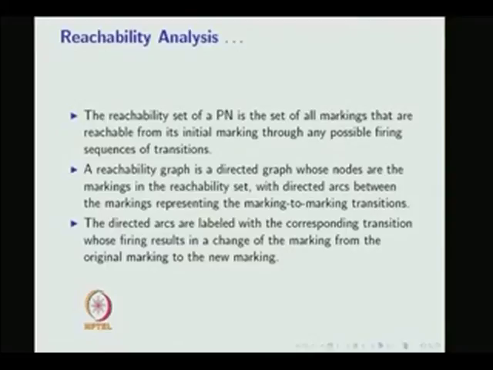A reachability graph is a directed graph whose nodes are the markings in the reachability set with directed arcs between the markings representing the marking to marking transitions. The directed arcs are labeled with the corresponding transition whose firing results in a change of the marking from the original marking to the new marking.